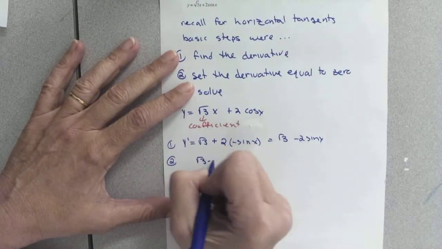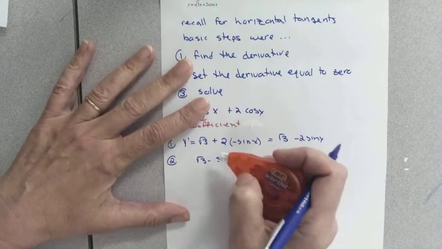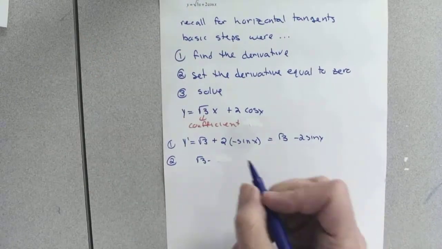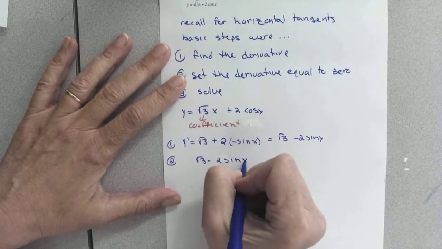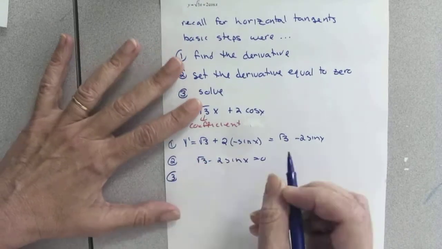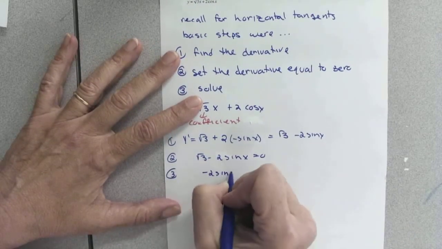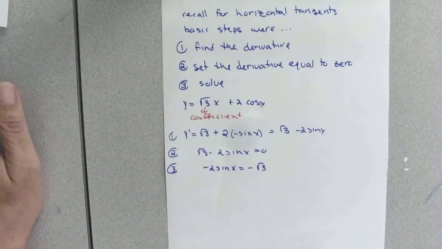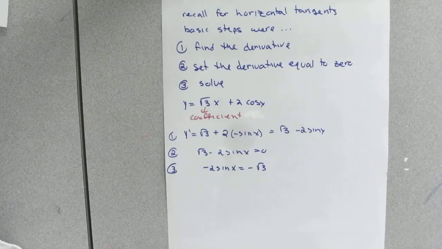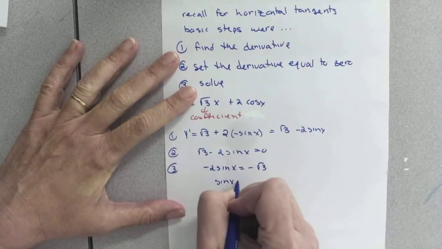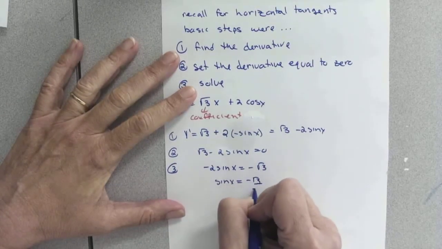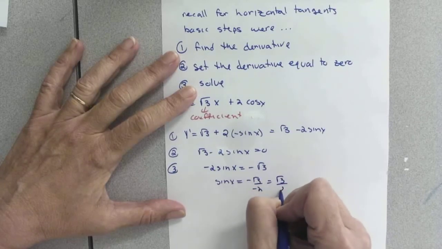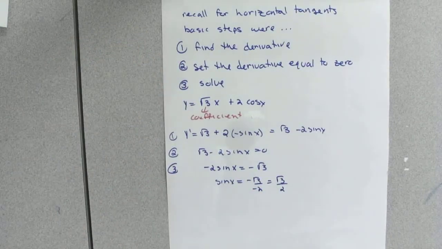Step 2. Set that derivative equal to 0. And step 3, solve that trig equation. Your basic trig equation, what you want to do is first solve for the trig function. So moving that square root of 3 to the other side, and then solve for the trig function. And we get sine x equals square root of 3 over 2.